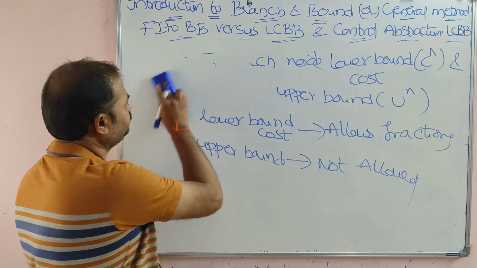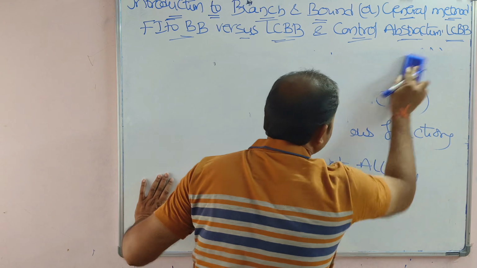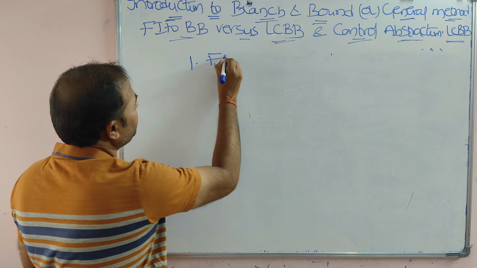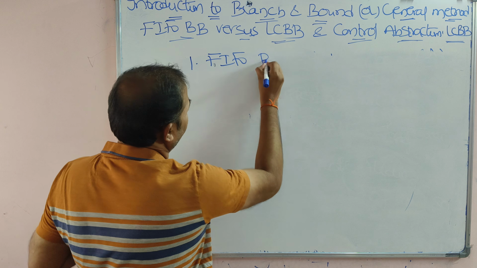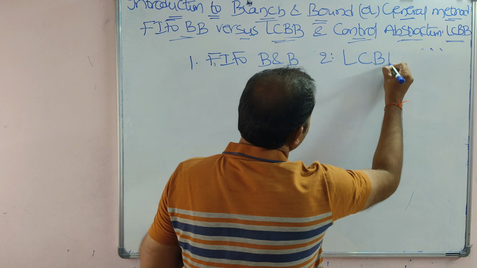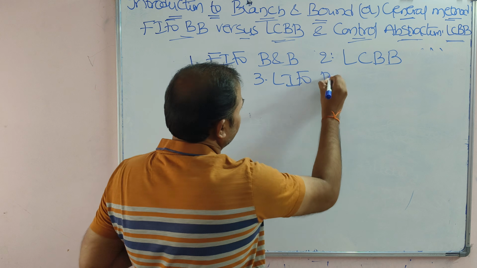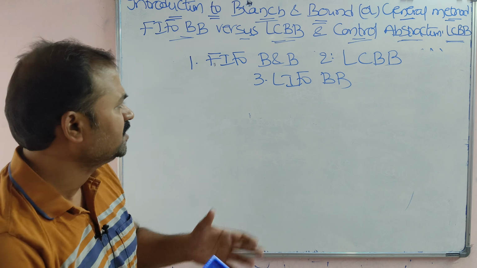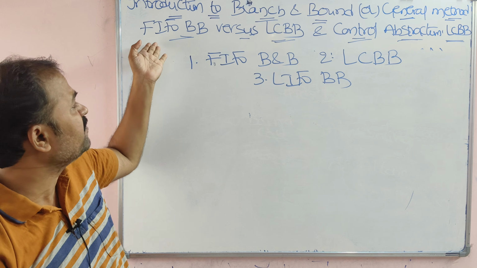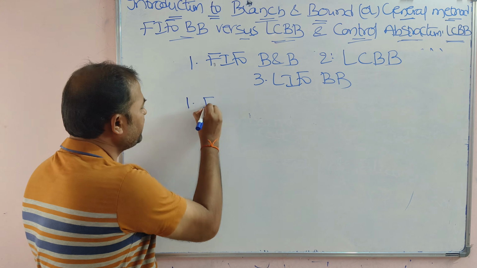Now let us see the searching techniques. Here we have three searching techniques. The first technique is FIFO branch and bound. The second technique is LCBB, least cost branch and bound. The third one is LIFO branch and bound. Let us discuss these three techniques in detail. In the examination you may get a question like this: distinguish between FIFO branch and bound and least cost branch and bound. So first let's see FIFO branch and bound.